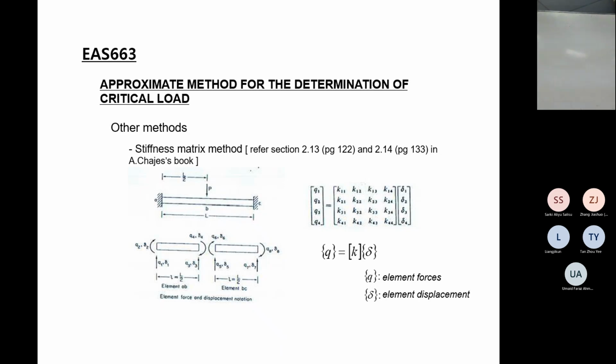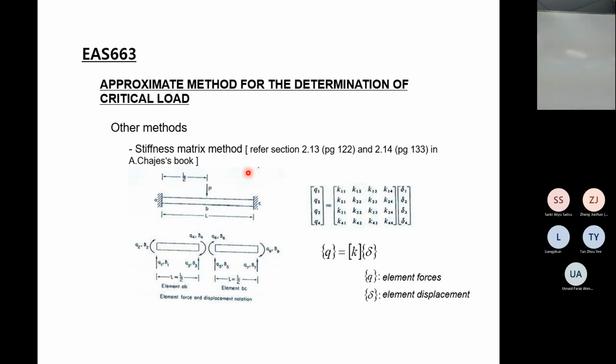So, the stiffness matrix method. The detailed content can be found in section 2.13 of the book by Charges, and also section 2.14. Section 2.13 is more like the intro, an explanation of the basic idea of the stiffness matrix method. And 2.14 is on specific applications to the case where there is axial force, and how we apply that to solve for P critical.